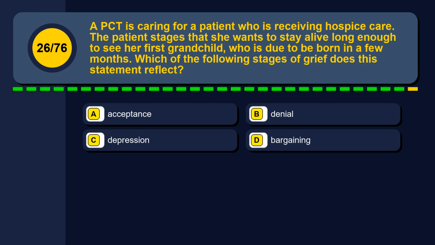Question 26. A PCT is caring for a patient who is receiving hospice care. The patient states that she wants to stay alive long enough to see her first grandchild, who is due to be born in a few months. Which of the following stages of grief does this statement reflect? Option A. Acceptance. Option B. Denial. Option C. Depression. Option D. Bargaining.